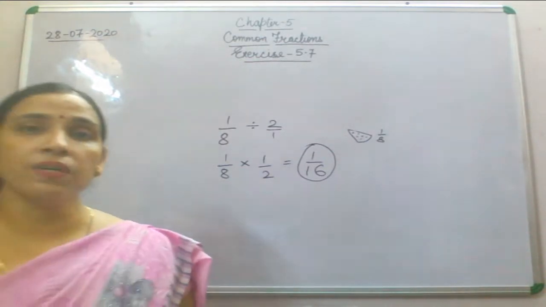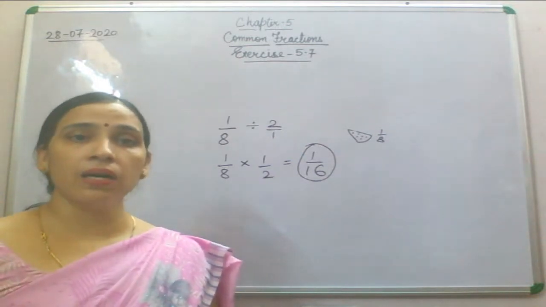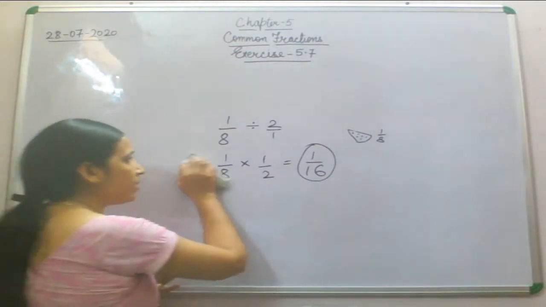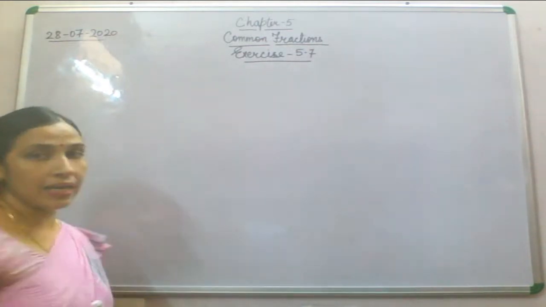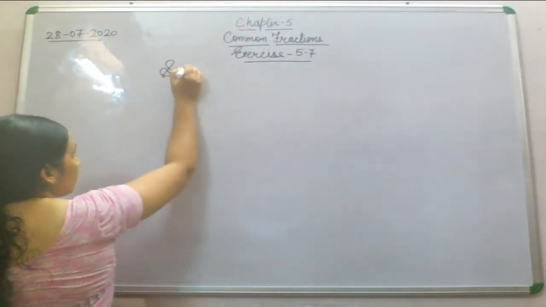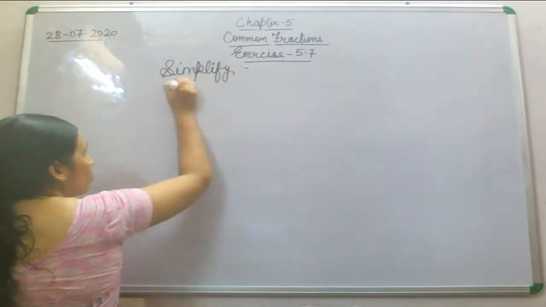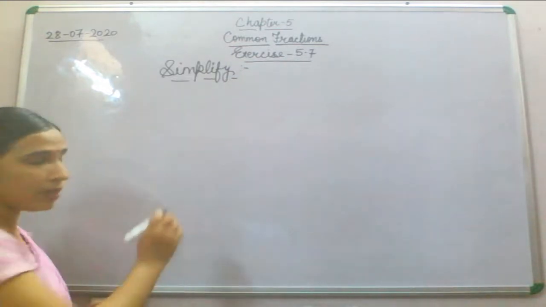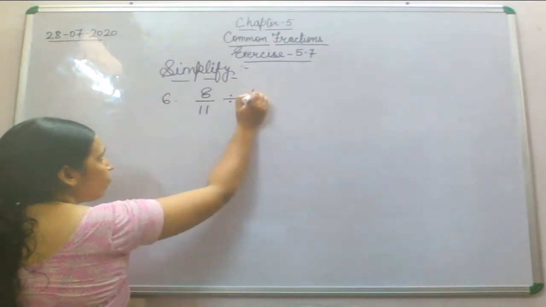So today children we were doing exercise 5.7, and we have done the first 5 simplification questions. So right now we'll start with the 6th question, that is simplify, and let's start that 6th one. Simplify. Now, the 6th one: 8/11 will be divided by 4.